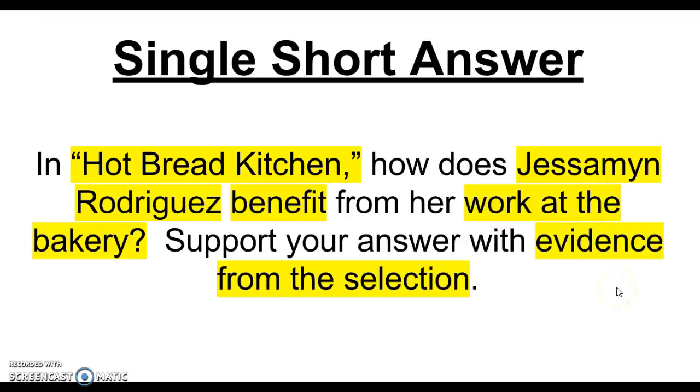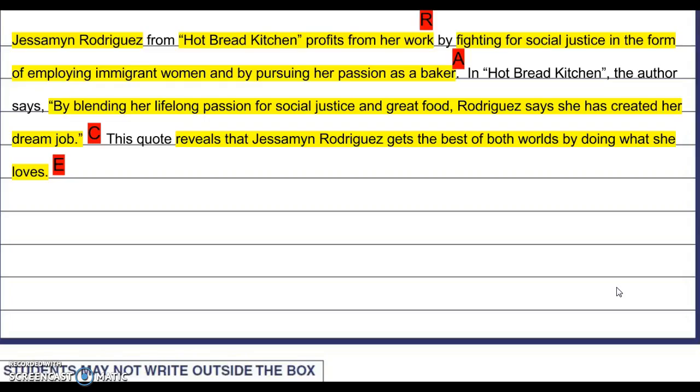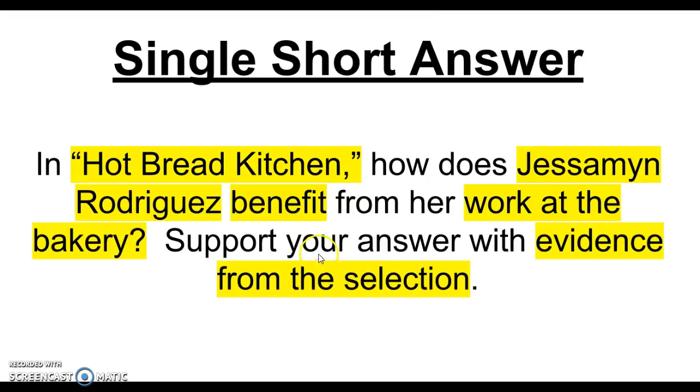Okay, so let's look at a sample response. Just by looking at this sample response, you can already see the key words from the question. So let's go back for just a second. Remember our keywords? Hot Bread Kitchen, Jessamine Rodriguez, benefit, work at the bakery. Those were our keywords.